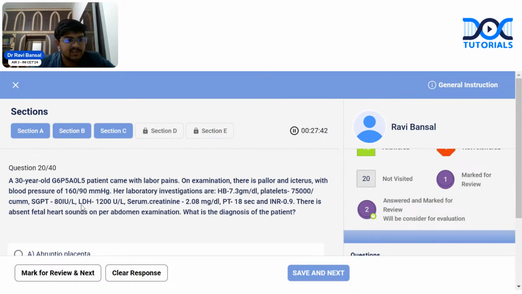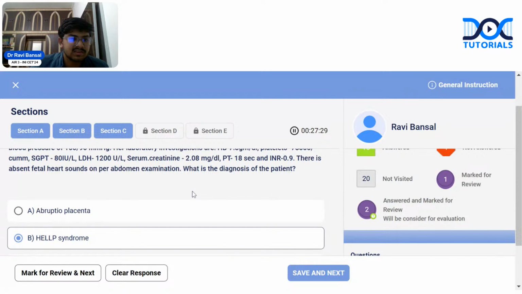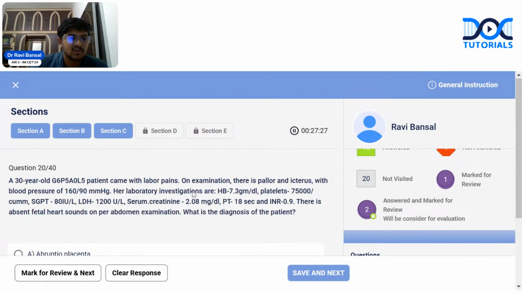They have given the LDH value. LDH, they give only for hemolysis, and it is increased. Liver enzyme they have given, and also PT is normal, so DIC cannot be the answer. So I think HELLP syndrome. If there was a ruptured placenta, there would be some other history, and they won't give these values.